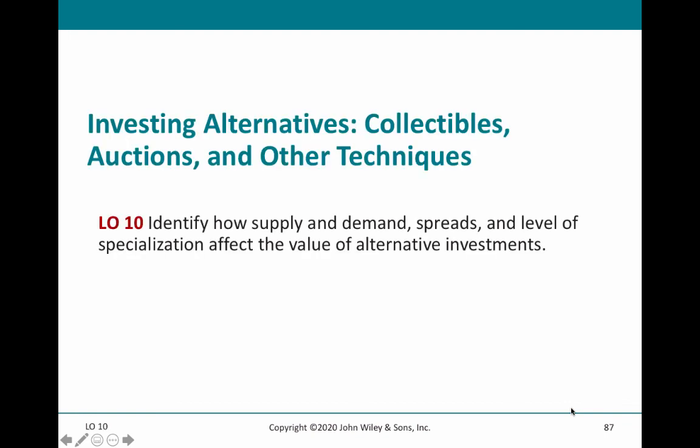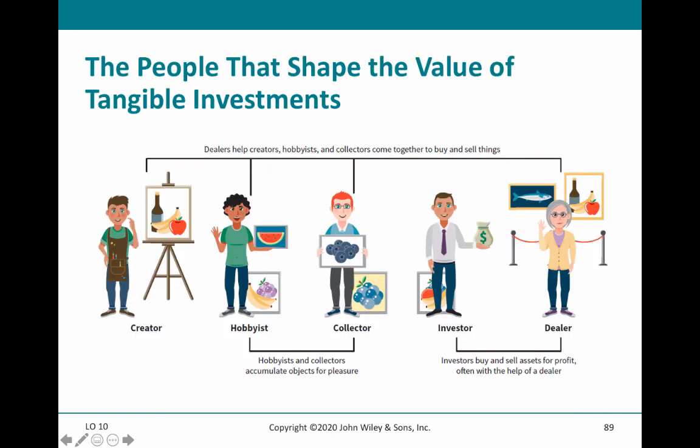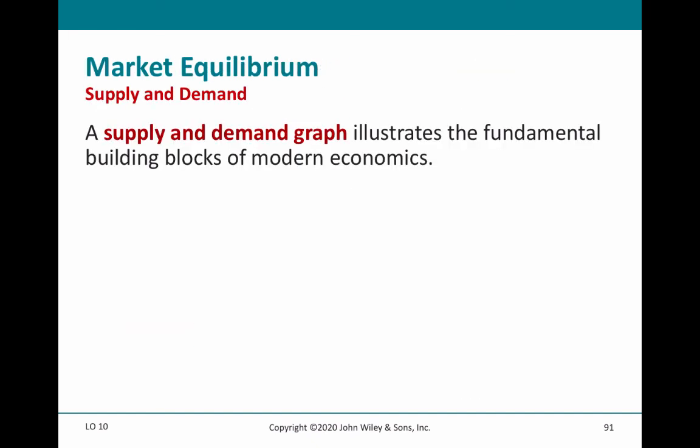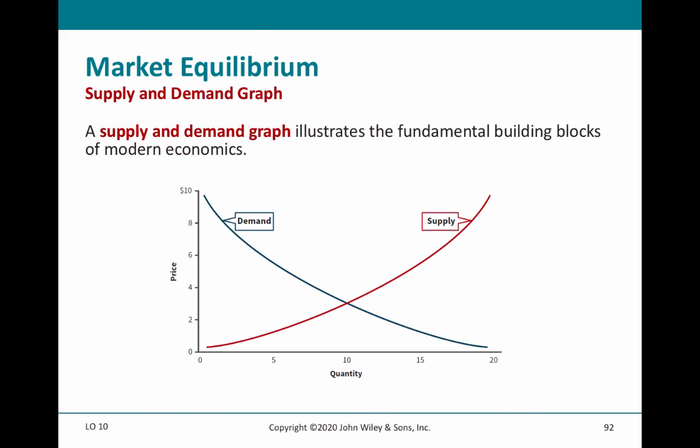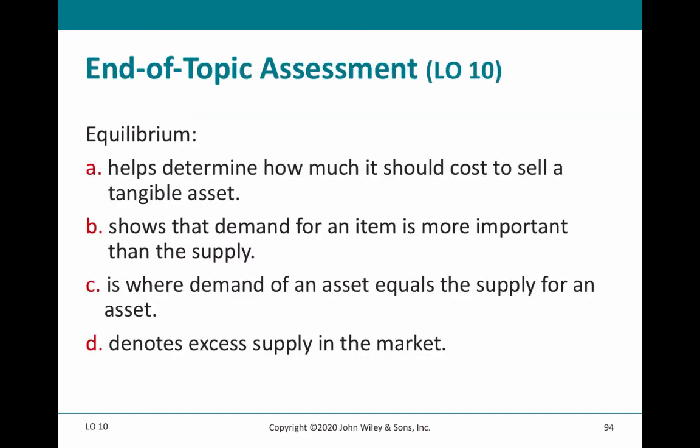Other ways you can invest: you could buy collectibles, auctions, and other techniques. We don't need to talk about these in detail. If you're really interested in this, you will find that you will learn this on your own and grow, and you may become a great collector. Don't do Beanie Babies. They talk about teddy bears on here, but it just depends on what you're looking for. You can see kind of the timeline of these people, how the transaction happens. We talk about supply and demand for a little bit. You look at the global stamp market, which is very small compared to the stock market.